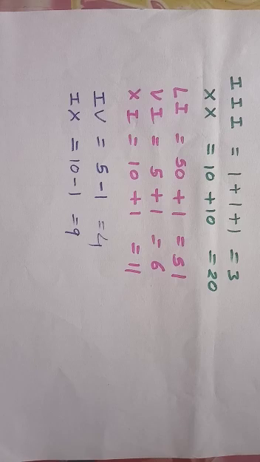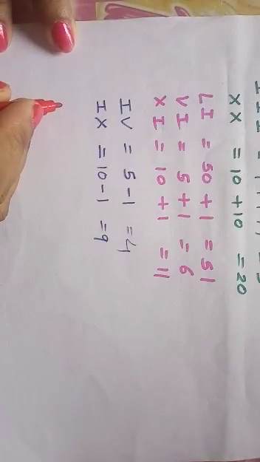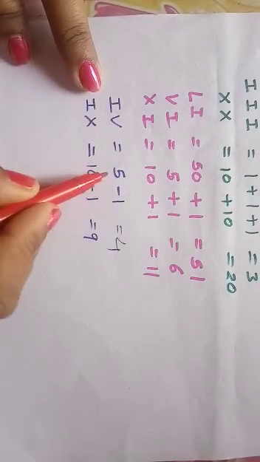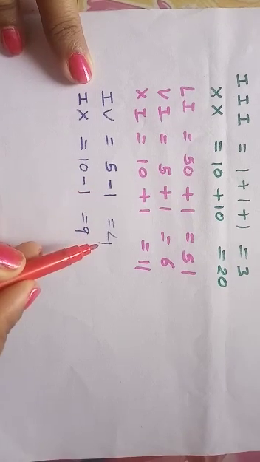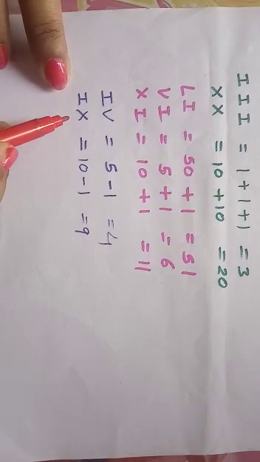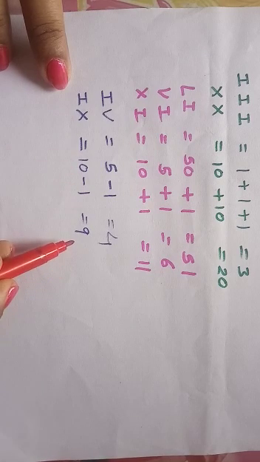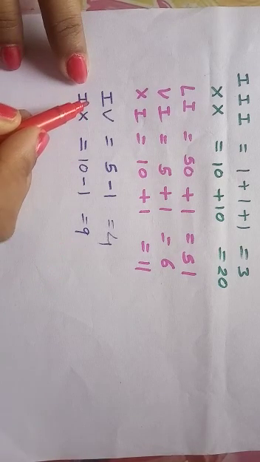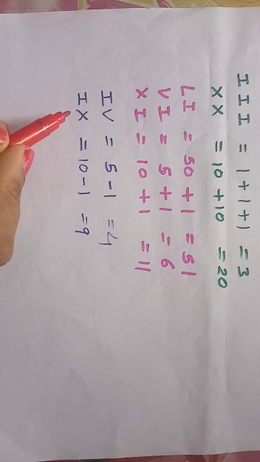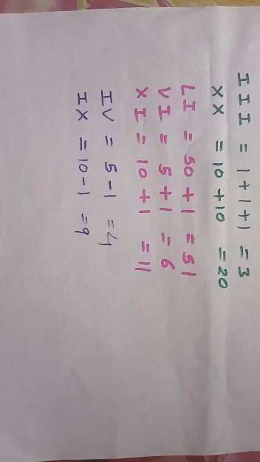Symbols V, L and D are never subtracted. Symbol I can be subtracted from symbol V and X only. Means if I am writing here I, V, that means 5 minus 1 is equal to 4. IX means 10 minus 1 is equal to 9. I can subtract from V and X only. Symbol X can be subtracted from L and C.